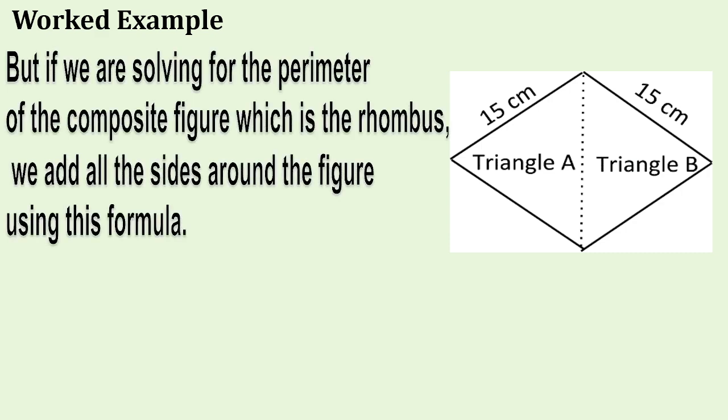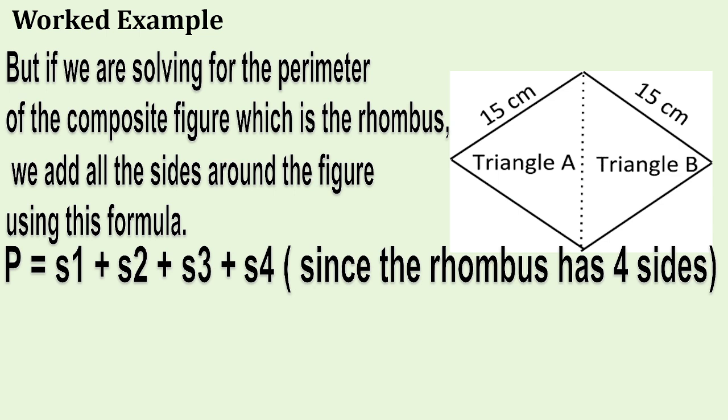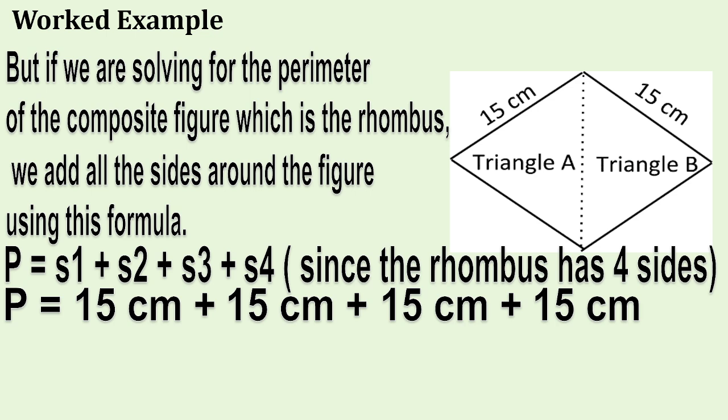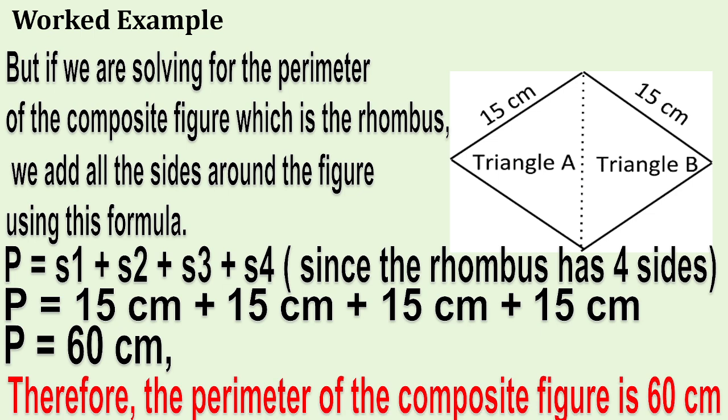But if we are solving for the perimeter of the composite figure, which is the rhombus, we add all the sides around the figure using this formula. Perimeter equals side 1 plus side 2 plus side 3 plus side 4, since the rhombus has 4 sides. Perimeter equals 15 centimeters plus 15 centimeters plus 15 centimeters plus 15 centimeters. So 15 plus 15 plus 15 plus 15 equals 60. Therefore, the perimeter of the composite figure is 60 centimeters.